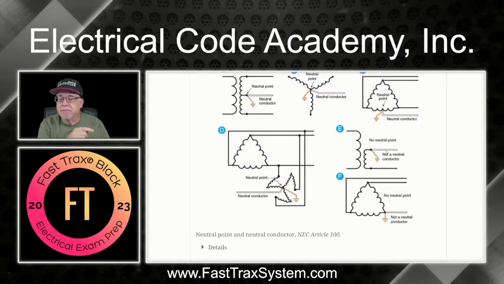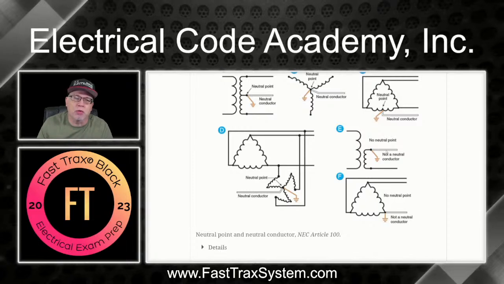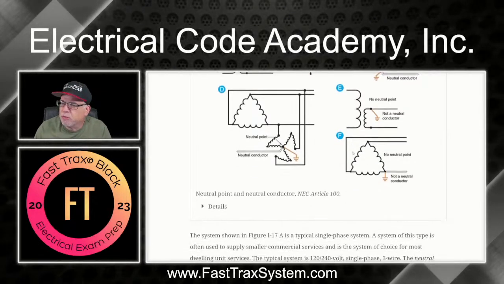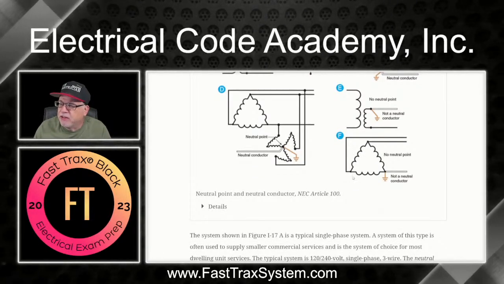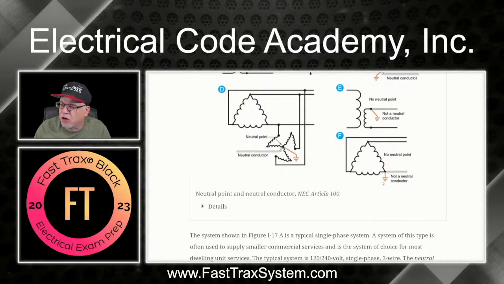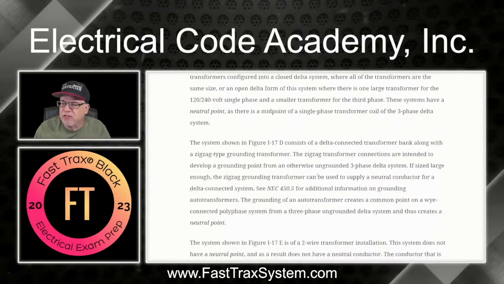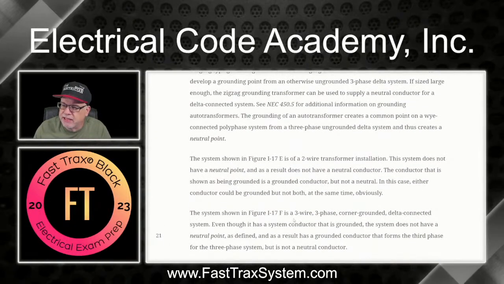It is grounded, but it is not a neutral for the terms in the National Electrical Code, and anywhere that it might make reference to neutral conductor requirements. Now, this one down here, this is F. F is a corner delta, and you see that this corner is connected to Earth, but it is not considered a neutral. And again, in our program, it makes it really clear right here.